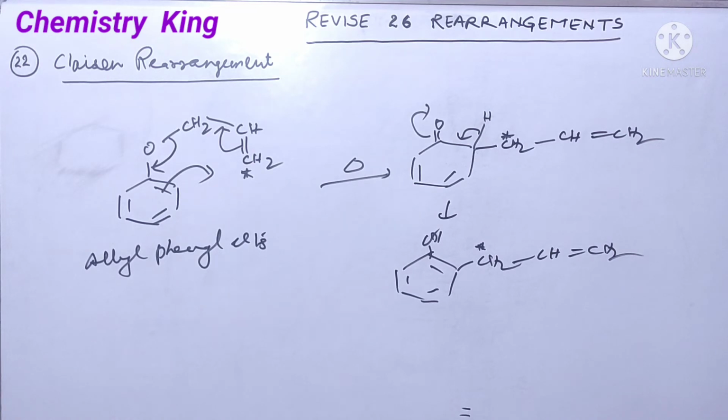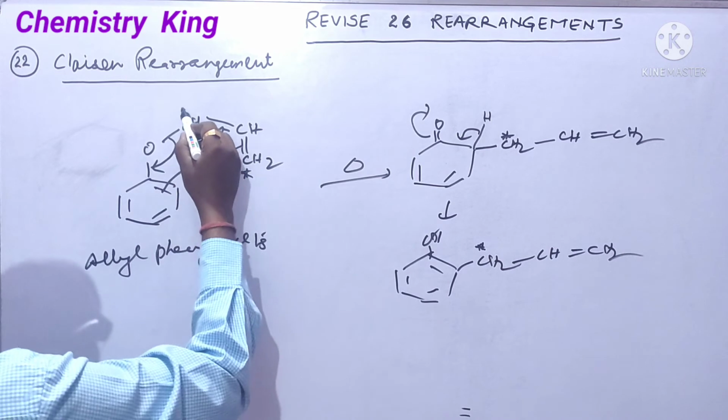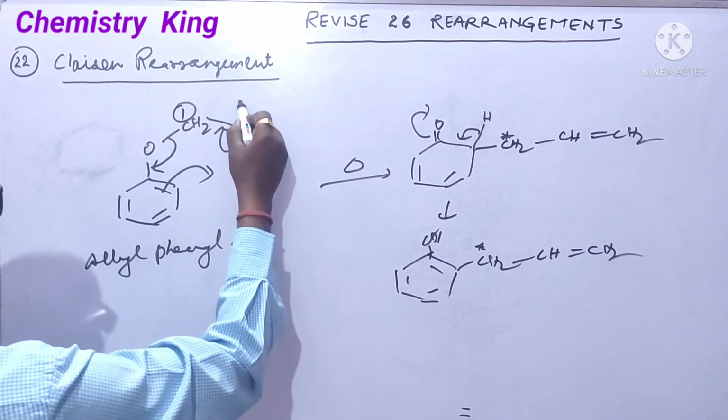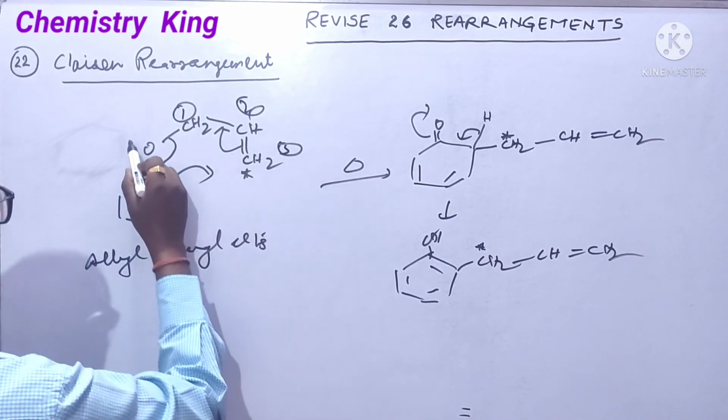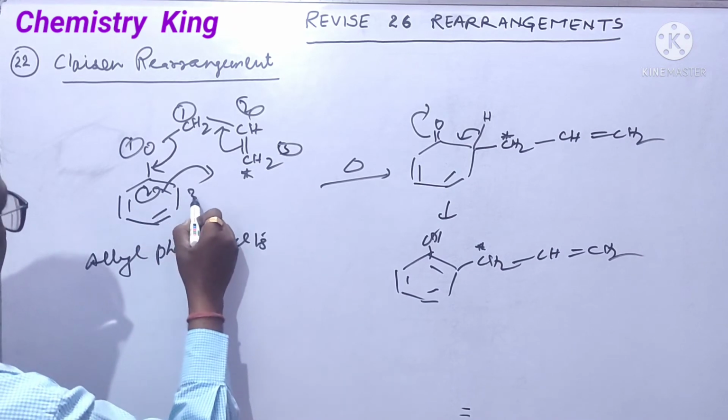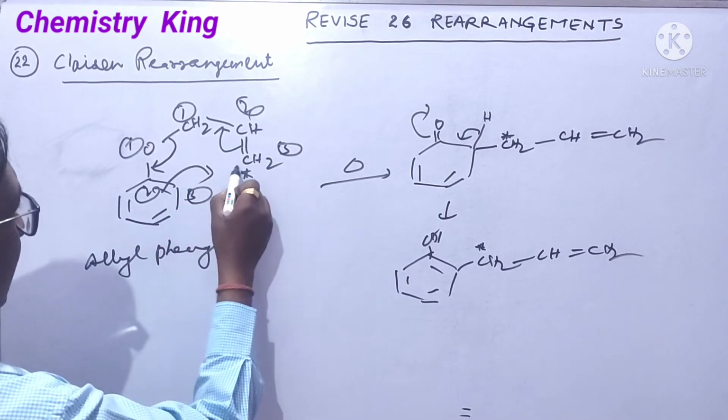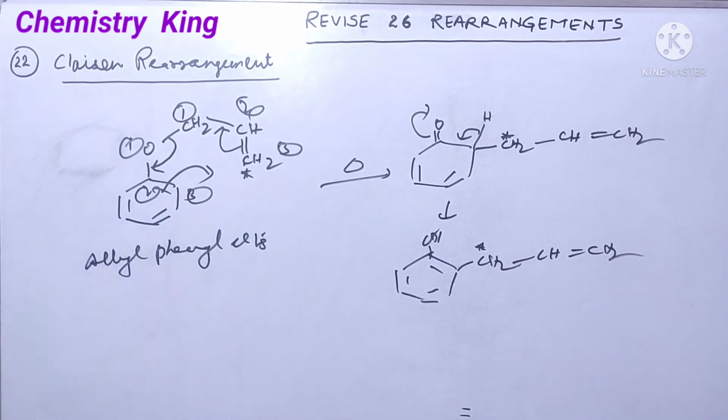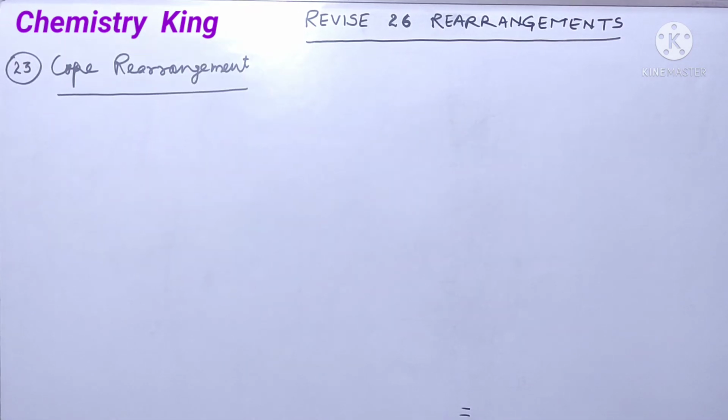It is actually a 3,3 sigmatropic rearrangement. It is 1, 2, 3 and it is 1, 2, 3. These 3 positions get attached with these 3 positions. So it is called a 3,3 sigmatropic rearrangement.